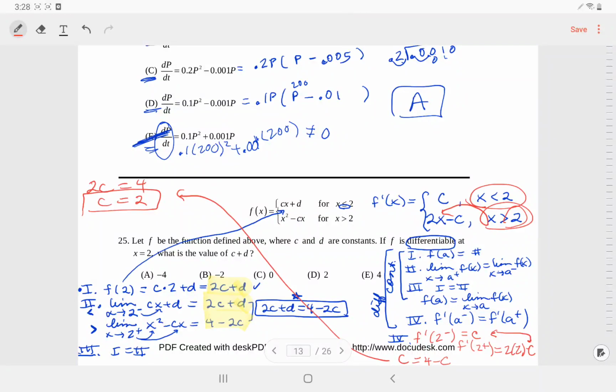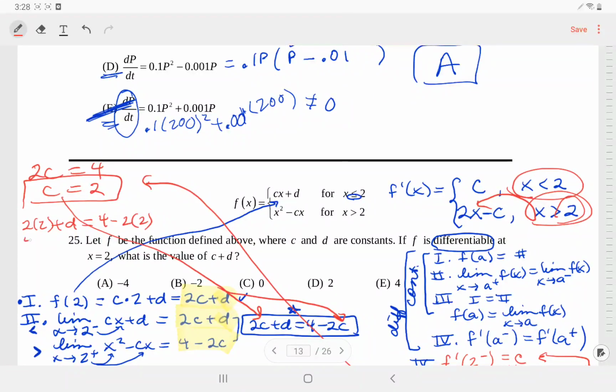So I have a c value. And if I have a c value, I can substitute that right here and then I'll get d. So that's 2 times 2 plus d equals 4 minus 2 times 2, so 0. Four plus d equals 0. D equals negative 4. And they want to know what c plus d is. That would be 2 plus negative 4, which is negative 2, which is b.